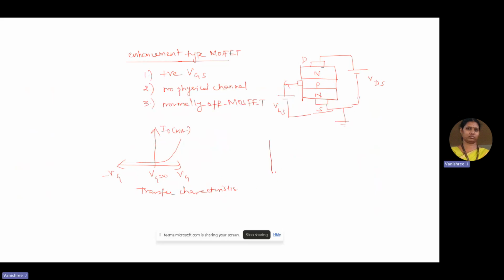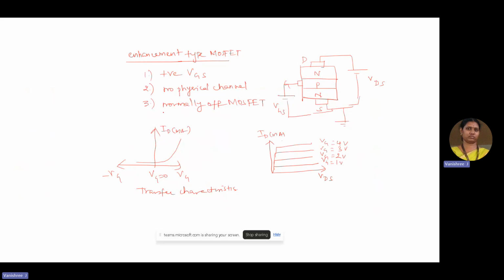Similarly, when you come to the drain characteristics, which is drawn between the drain source voltage and the drain current, it works only for the positive gate source voltage. So for the given gate source voltage, the value of the drain current increases and it gets saturated at a value. So it works only for the positive gate voltage. So this is the enhancement type MOSFET.